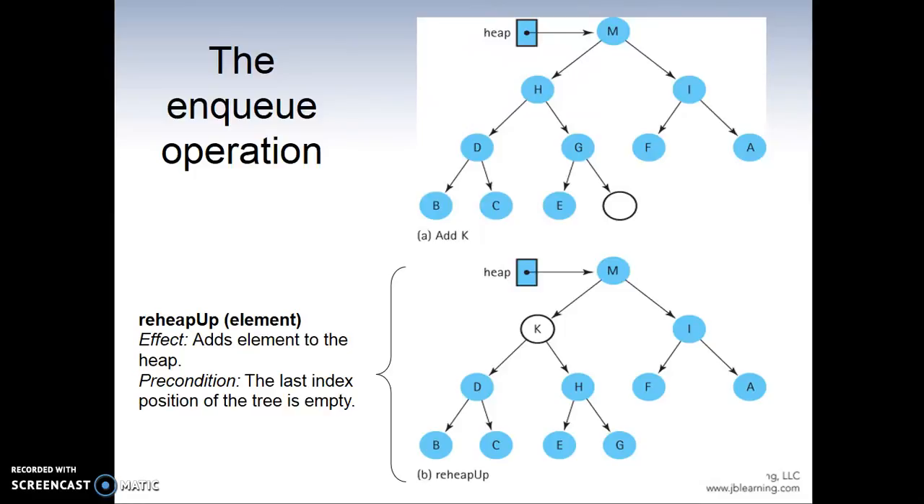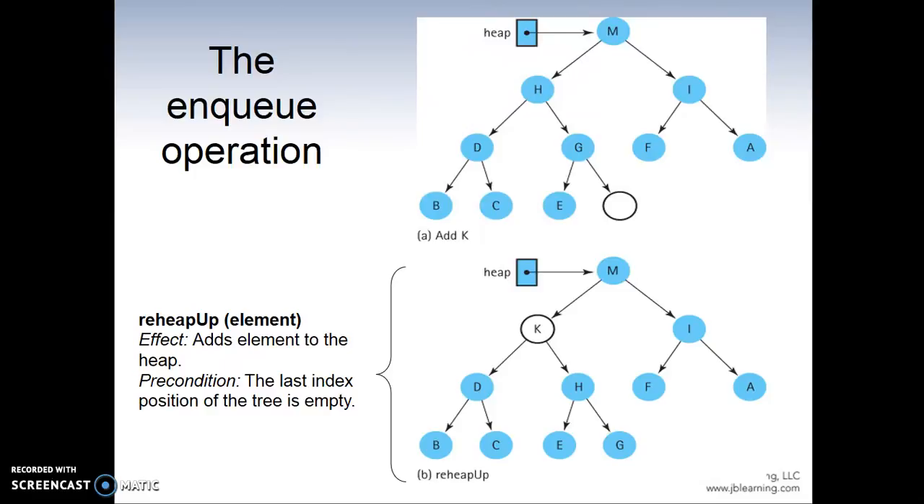Now let's look at how we enqueue. Same, we still have to keep the shape property. That means when we enqueue, we always put a new node at the most right branch. That makes the shape property fulfilled.